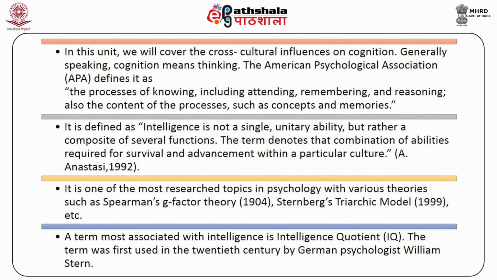Intelligence is a common concept that finds prominence in everyday life. It is not a single unitary ability, but rather a composite of several functions. The term denotes that combination of abilities required for survival and advancement within a particular culture. It is one of the most researched topics in psychology, with various theories such as Spearman's G-factor theory, Sternberg's triarchic model, etc. A term most associated with intelligence is the intelligence quotient, or the IQ. The term was first used in the 20th century by German psychologist William Stern.